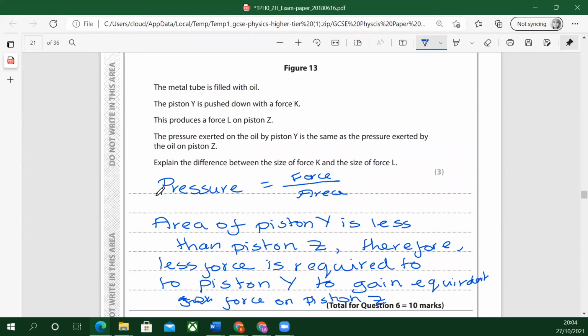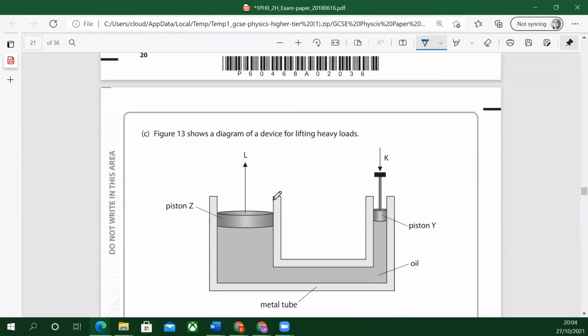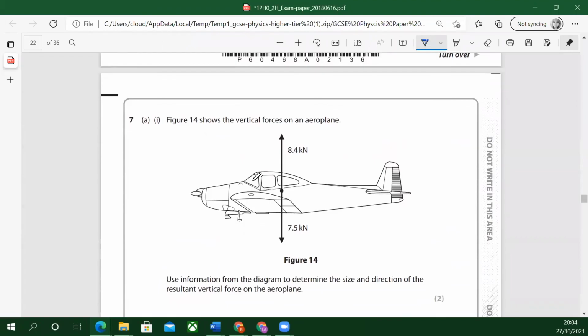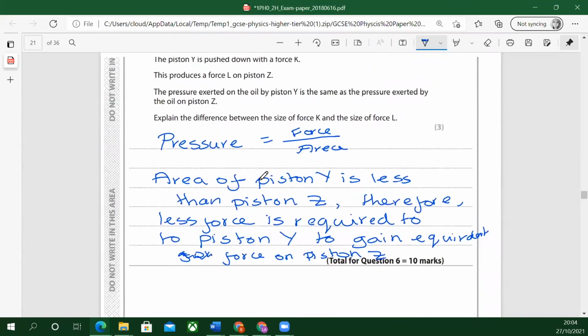If you push down with this force here, because the area is smaller, we get a greater pressure, and the oil transfers that pressure to piston Z and pushes up with a greater amount of force. The pressure here is greater because it's a smaller area, and it'll push up with a bigger force.